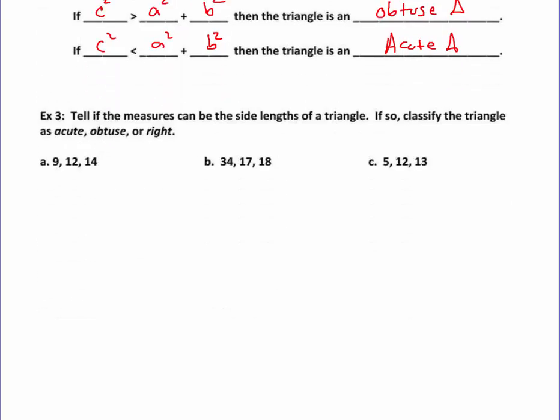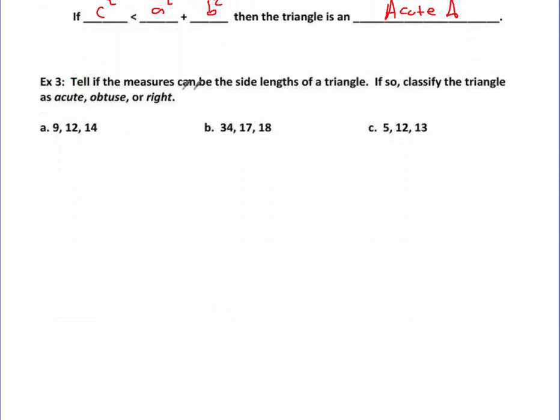So we're going to come down and check our three examples. They say, tell if the measures can be the side lengths of a triangle. So you'll remember how to do this. You take the two smallest ones, and you make sure they're bigger than the third one. So we're going to do it with all of them. Two smallest ones, bigger than the third one. Two smallest ones, bigger than the third one. So we're good. So now we're going to do C squared, and we're going to see if it's bigger than, smaller than, or equal to A squared plus B squared.